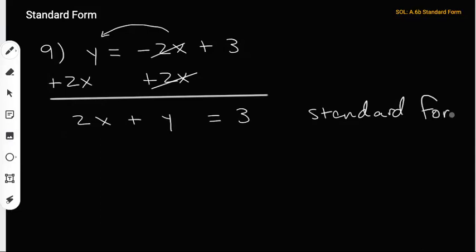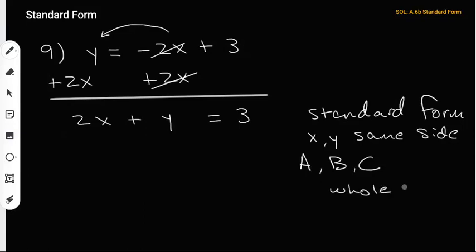So what we're trying to do is get x and y always on the same side. And we want to make sure that the a, b, and c are all going to be whole numbers, usually where a is positive or equal to 0, as it sometimes happens. So that is slope intercept to standard form, and I hope that helps.